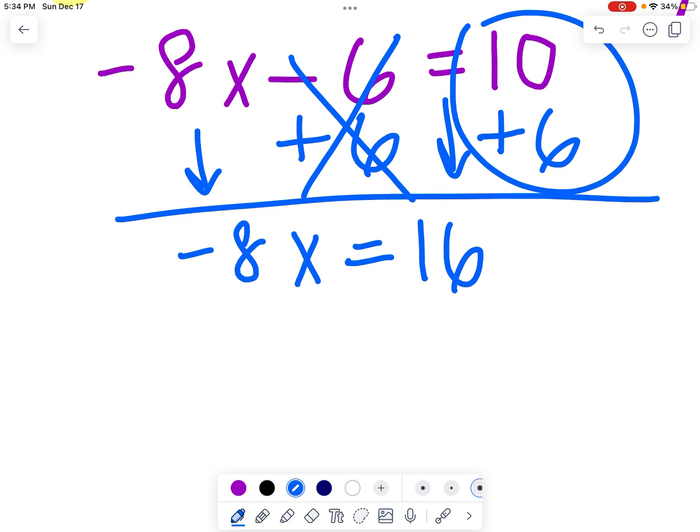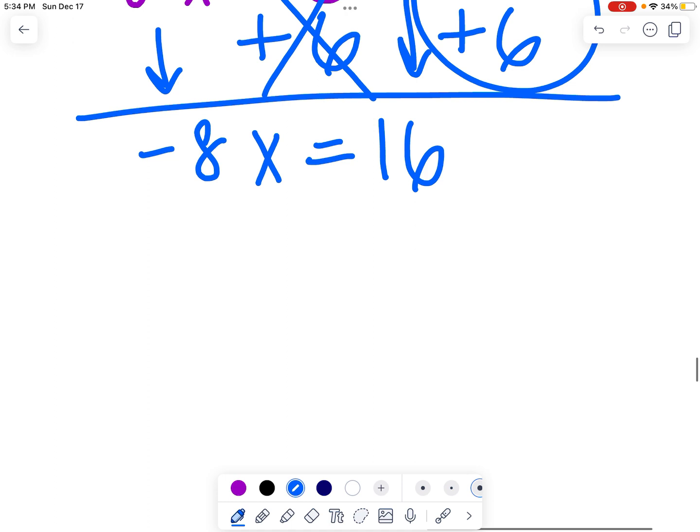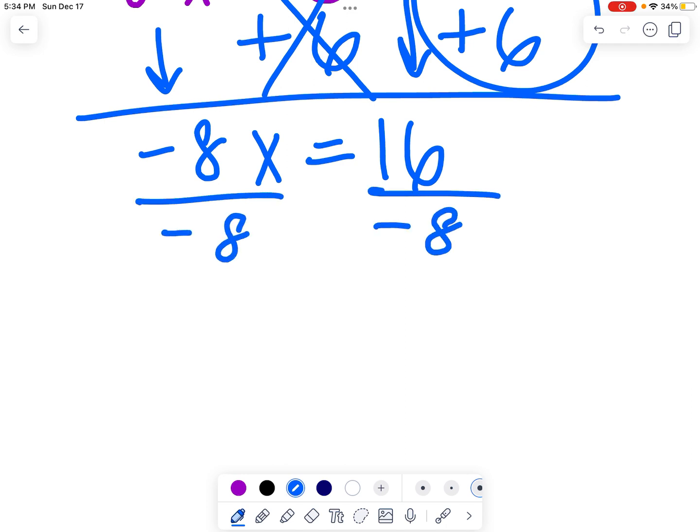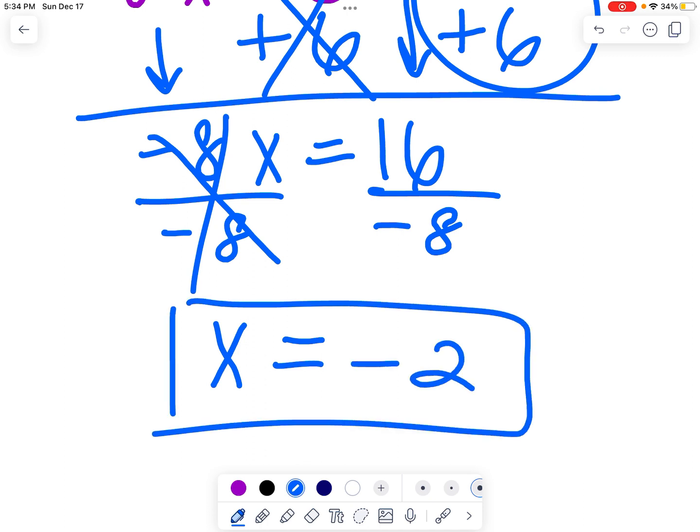All right. So hopefully someone was able to say, oh, I see multiplication here. They're next to each other. So I'm going to get rid of it by dividing the negative 8 on both sides. The negative 8s are going to cancel, and I'm going to bring down x and the equal sign. And 16 divided by negative 8 is negative 2. And that's the final answer.